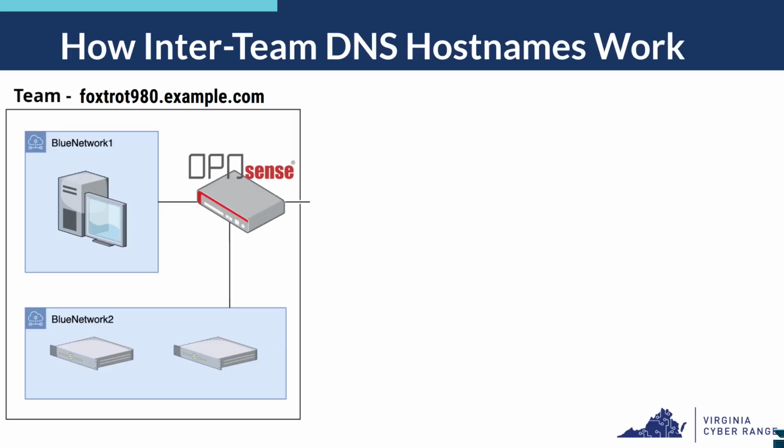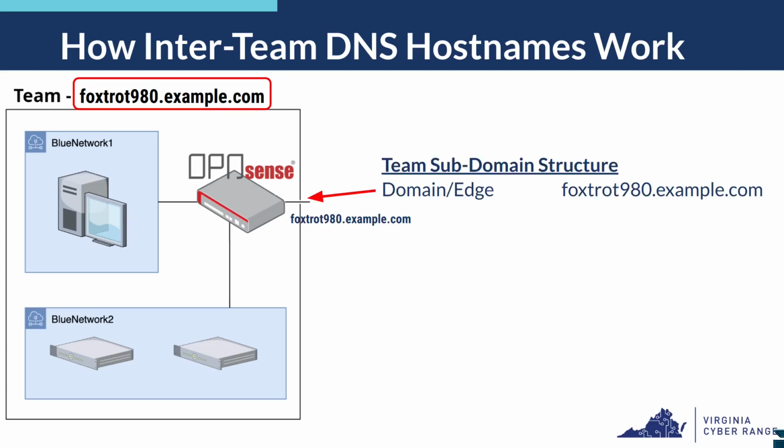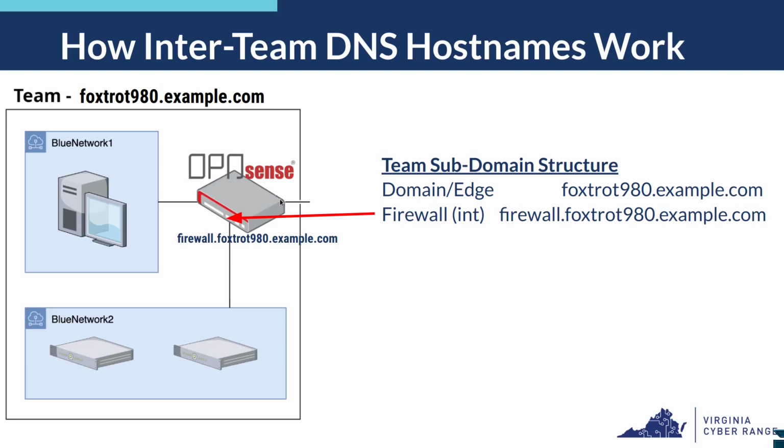And then the way these DNS host names work, to dig a little bit deeper. We already talked about how each team has its unique domain name. The external interface has that domain as its name. So if I ping foxtrot980.example.com, I'm going to get the external WAN interface of the firewall. Now the internal interface on the firewall has its own unique host name also.